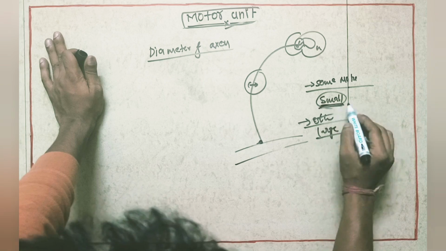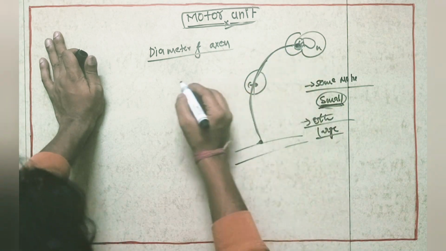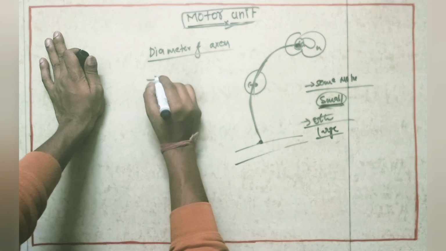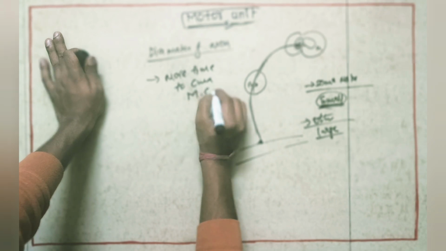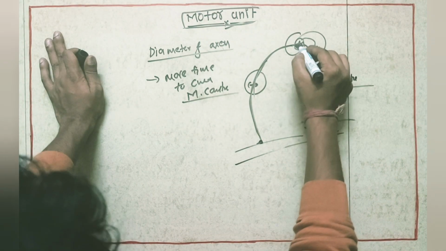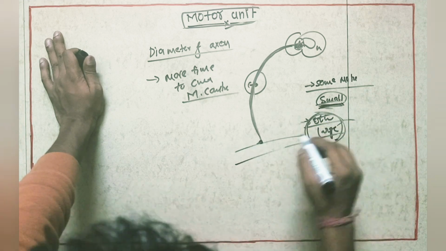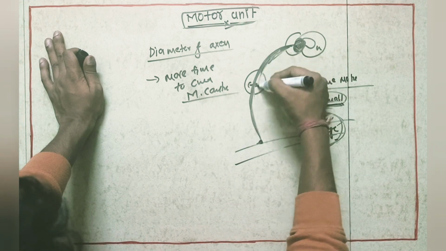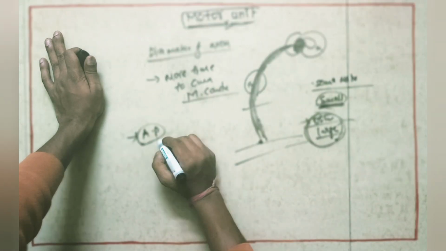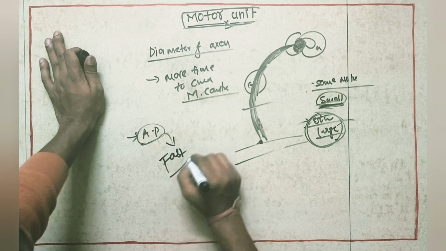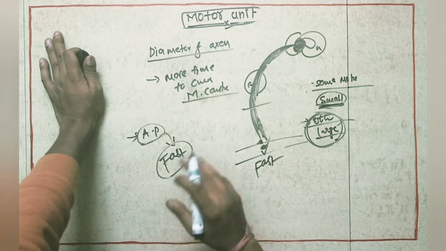If the cell body size and axon diameter are small, then these signals will take more time to create muscle contraction, because the cell body size and axon diameter are less compared to the large diameter. If you take the large one, the cell body size will be more and the axon diameter will be more, so the action potential will transfer fast, and contraction will happen fast. This is about the diameter of the axon.